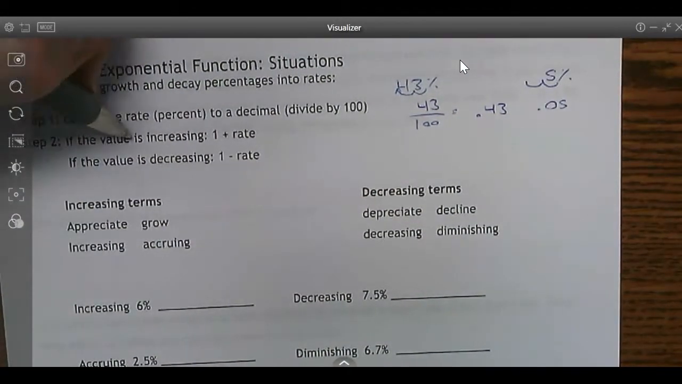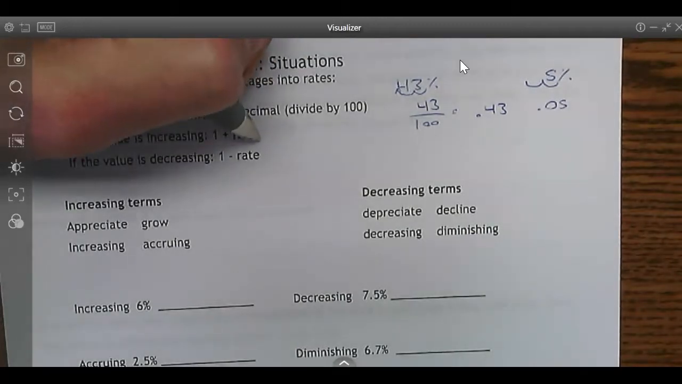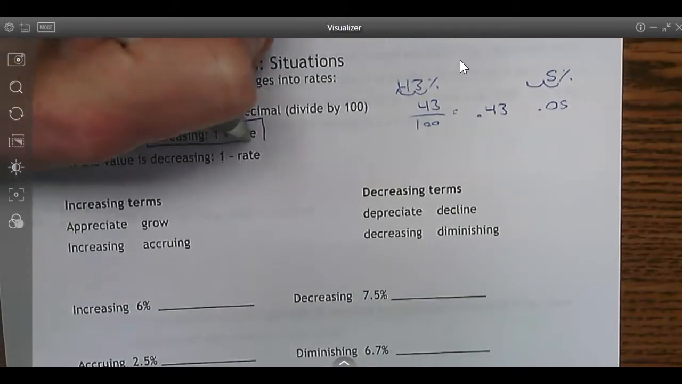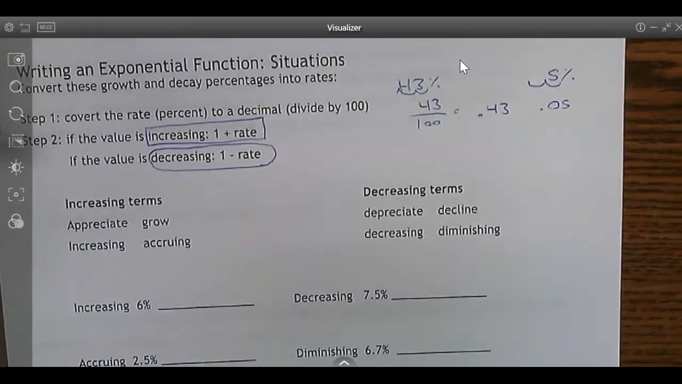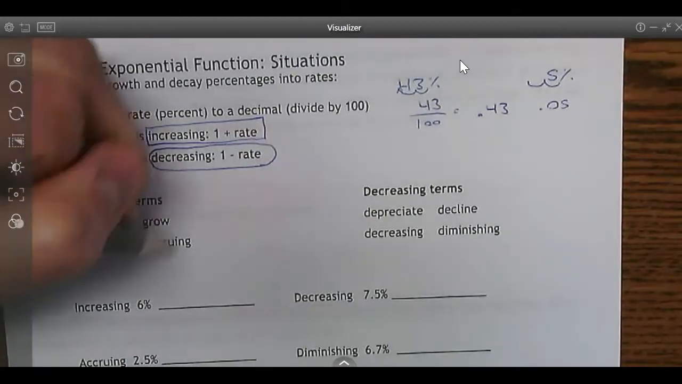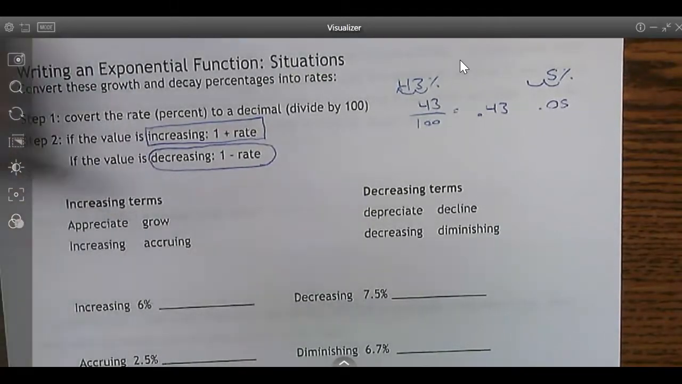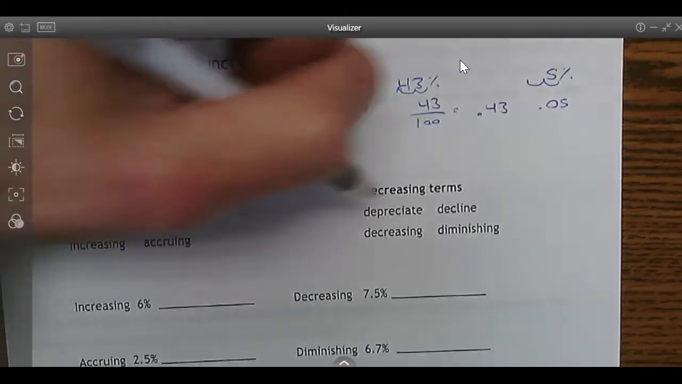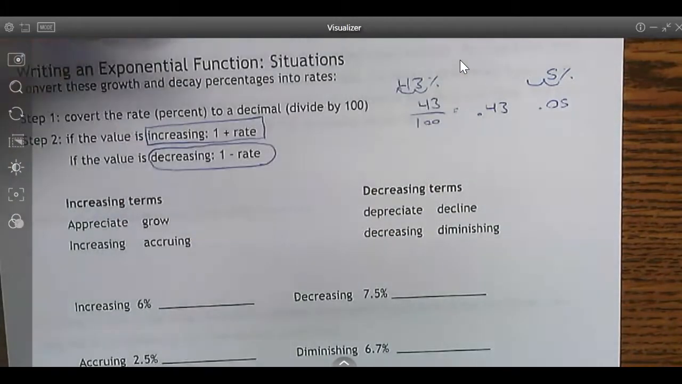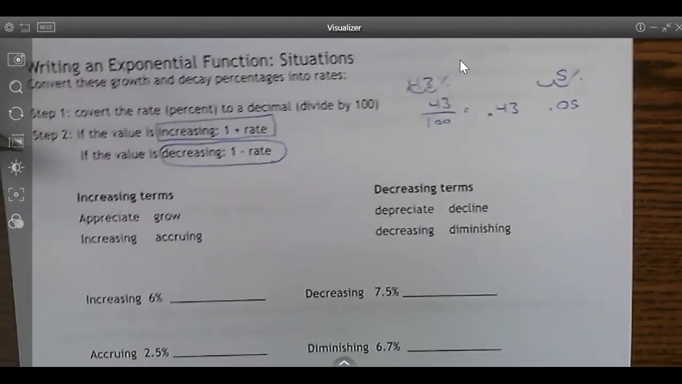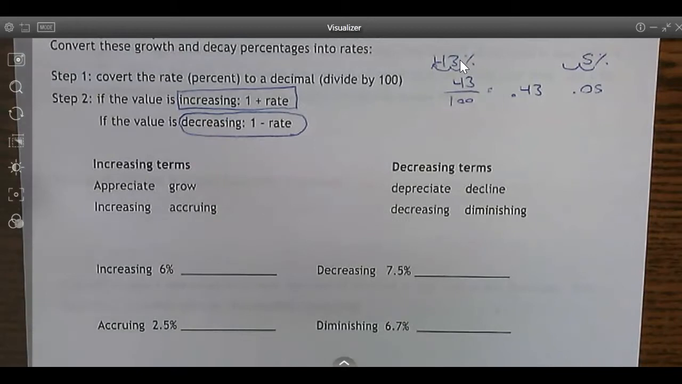Step 2, if the value is increasing, you're going to do 1 plus the rate. And if the value is decreasing, you're going to do 1 minus the rate. So some terms that you want to look for. Growth, grow, increasing, appreciate, accruing. Decreasing terms: depreciate, decline, diminish, decreasing, decaying. Those are your keywords to help you understand, is this exponential growth or is this exponential decay?